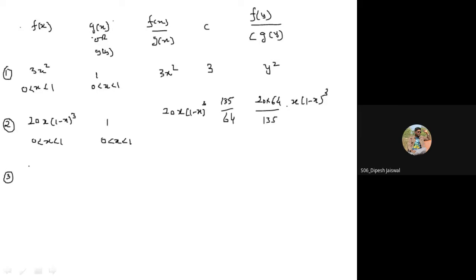Suppose your density is 2 upon pi r square, square root of r square minus x square, and the range of x lies between minus r to r. So we will consider g(x) as 1 upon 2r. Corresponding f(x) upon g(x), what do we get?